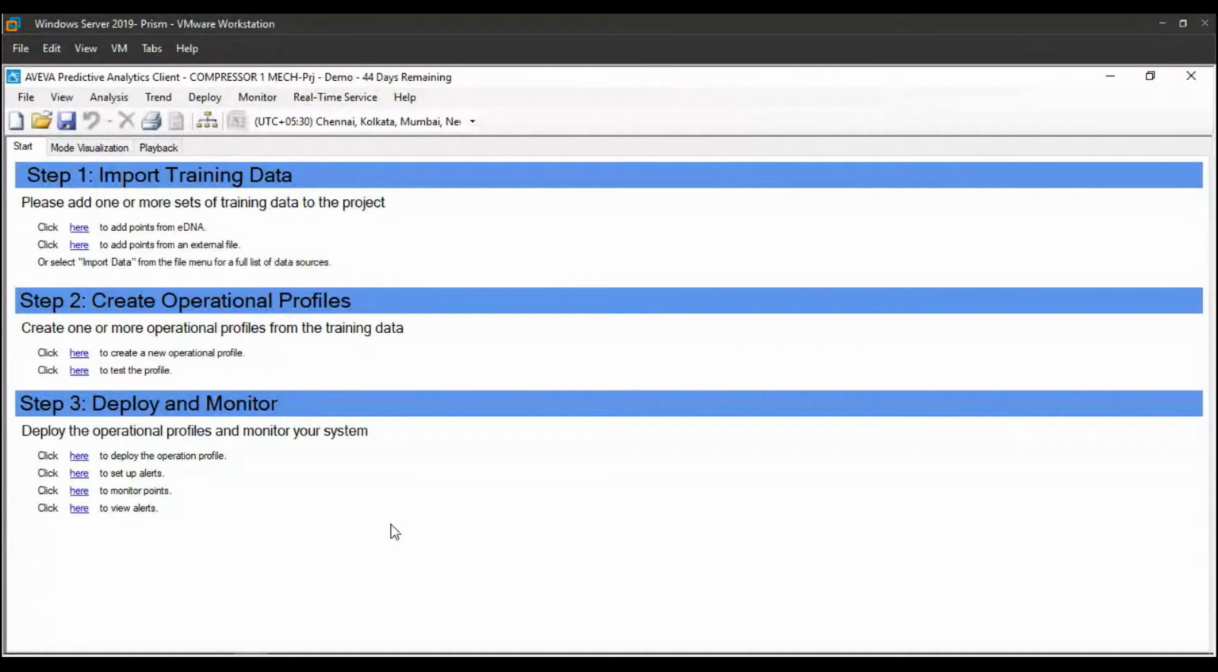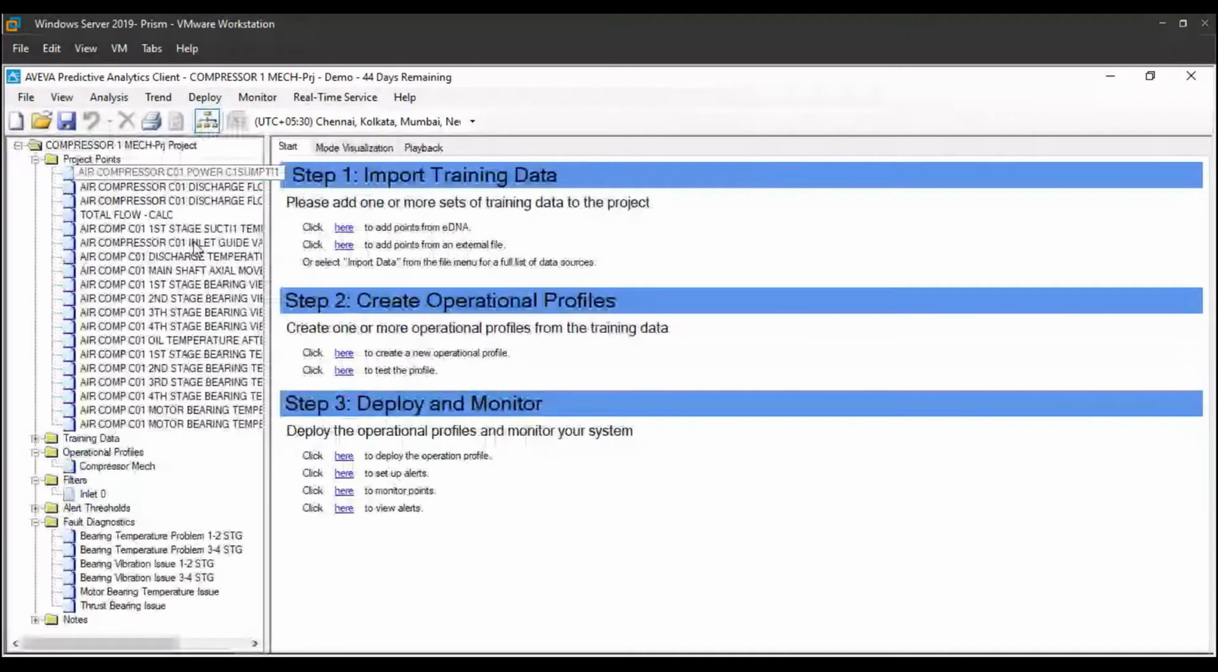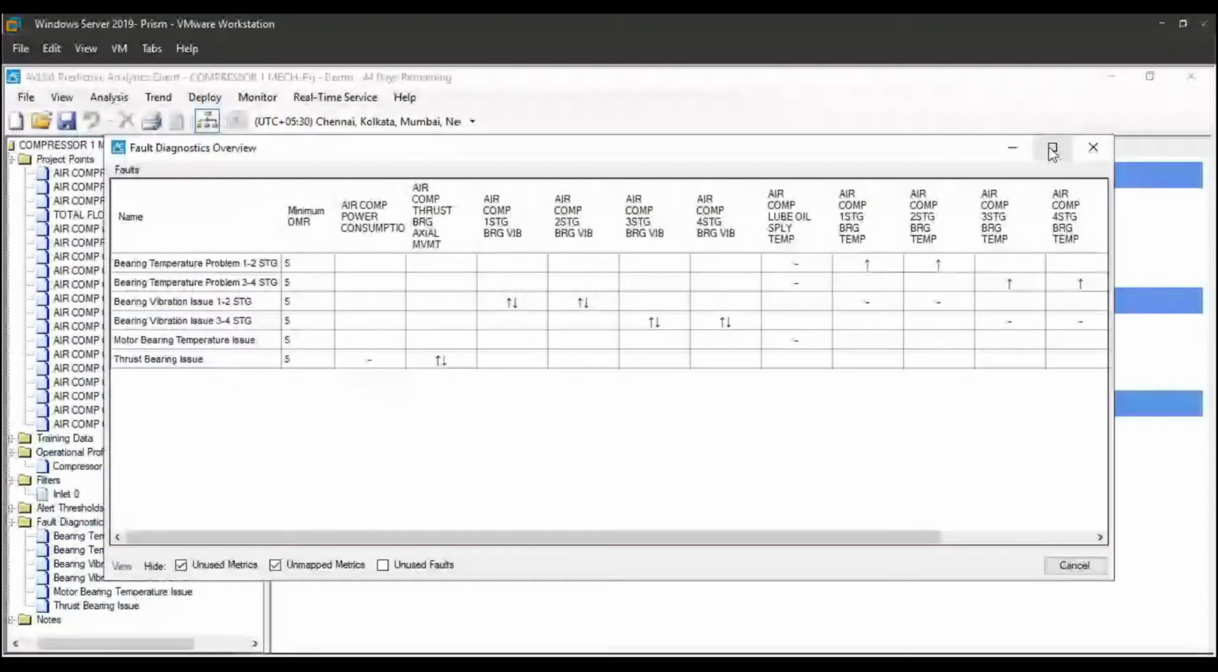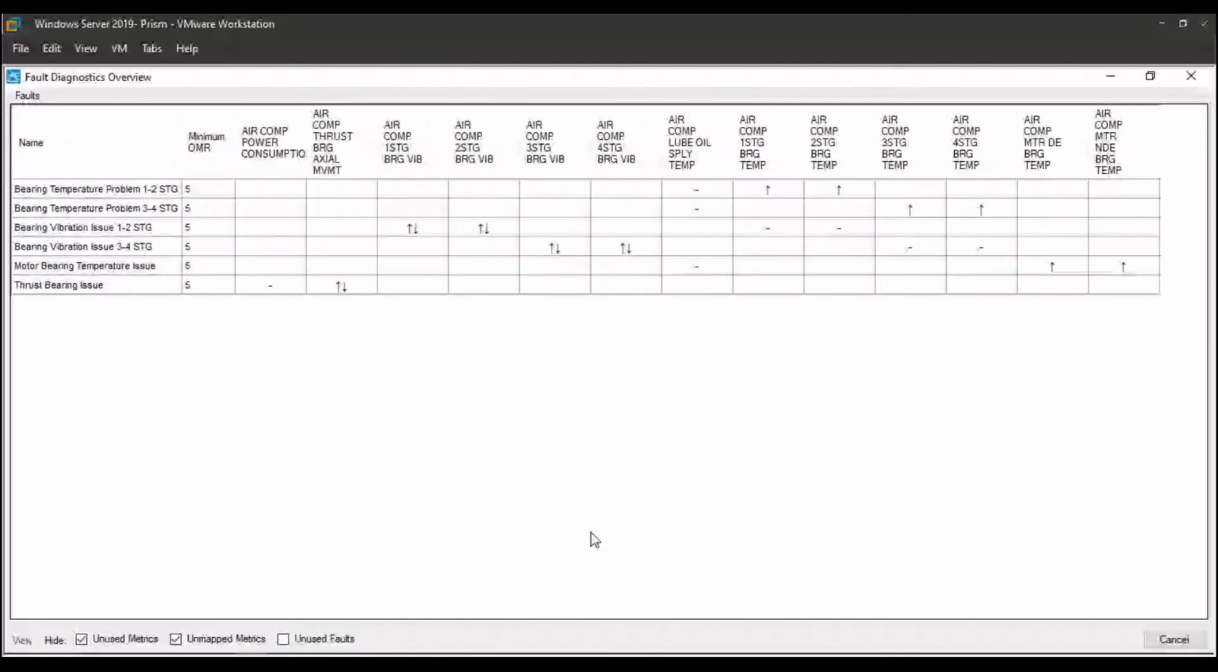Once we have the profile created, the next thing we want to do is define the various faults that the software can predict. We here call that a fault diagnostic. Let me just give you an example of what a fault diagnostic looks like. I hope this is clearly visible to everyone.